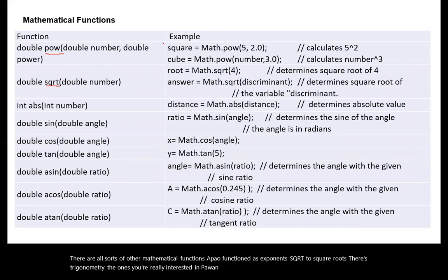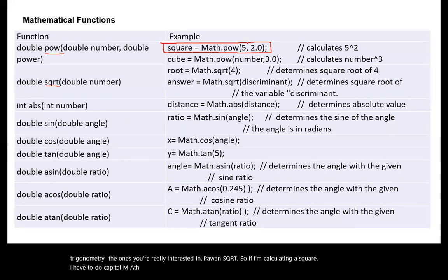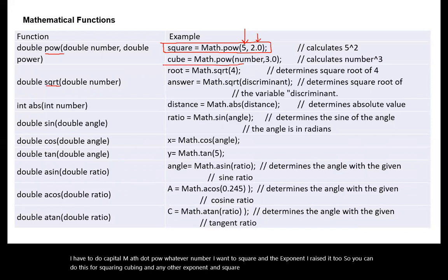So if I'm calculating a square, I have to do capital Math.pow, whatever number I want to square, and the exponent I raise it to. So you can do this for squaring, cubing, and any other exponent. And square root, call it whatever you want, capital Math.sqrt, and whatever variable you want to find the square root of.